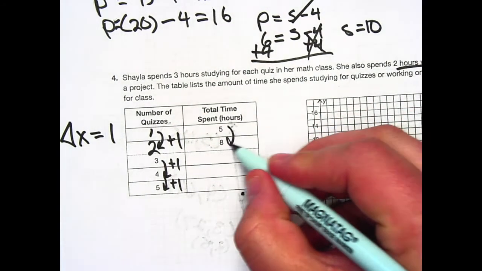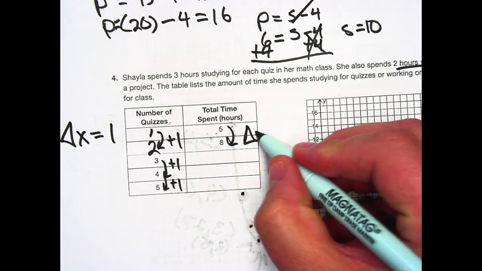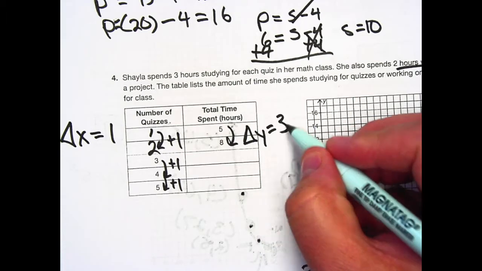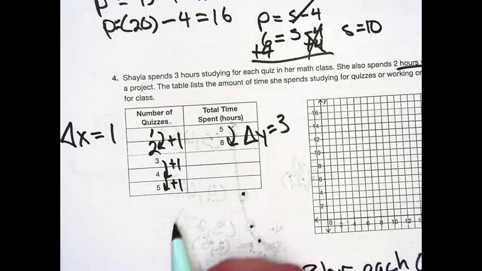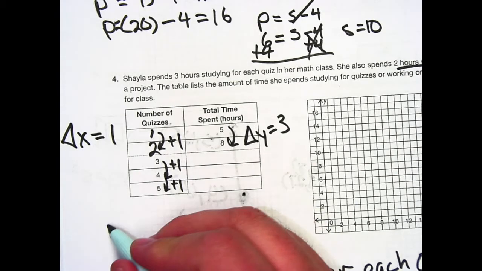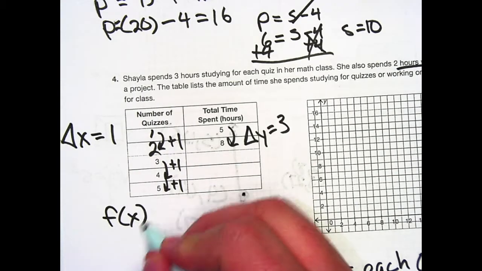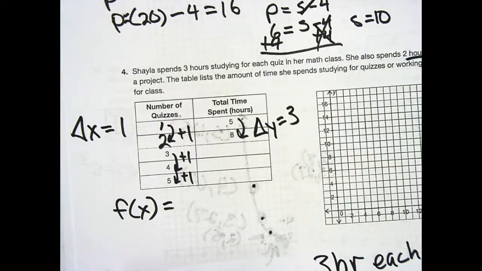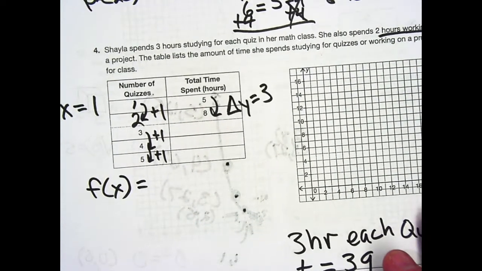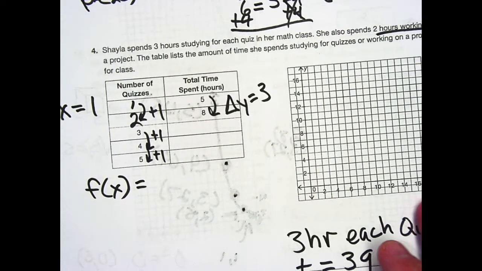Now look at this. What's delta y? What's the change in y? Yeah, we're adding 3, positive 3. So if this is linear, then the slope would be 3 over 1, which would be 3. But it's not. Well, we don't know. We've got to figure it out. So now I'm going to say that f of x is equal to, we know that there's a constant rate of change of 3, or we're assuming that. It may or may not.